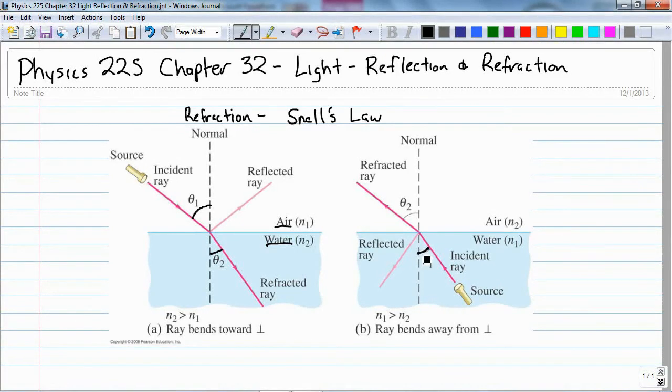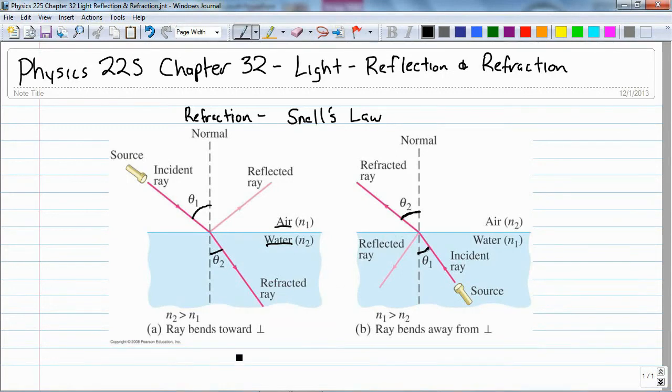Now, if you put the light source in the water and shine it out at some incident angle, normal to the surface, you're going to get some reflection back into the water, but you're going to get some transmission through, and its angle based on the vertical normal to the surface, theta 2, is actually going to be greater than theta 1.